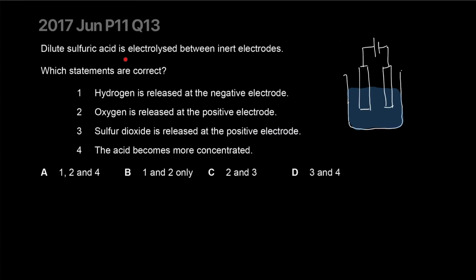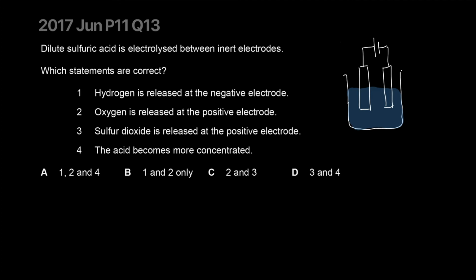Dilute sulfuric acid is electrolyzed between inert electrodes. So the electrodes aren't taking part in the reaction, as opposed to electrodes like copper in the question we did a few videos ago, or like last year's exams. Which statement is correct? Hydrogen is released at the negative electrode. Let's figure it out. What set of ions are present?